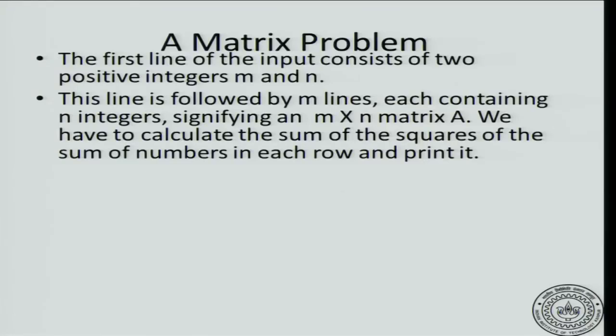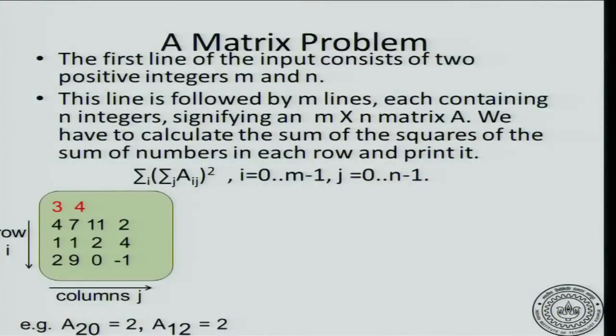We have to calculate the sum of the squares of the sum of numbers in each row. That's quite a mouthful. Let's look at the formula. So what I want to do is summation j a_ij. Once you do the sum, you square that and then do the summation over i. So i is an index which goes over the rows. In C, we adopt the convention that the first row starts with 0, and so it goes from 0 to m minus 1. Similarly, the first column starts with index 0, so it goes on till n minus 1.